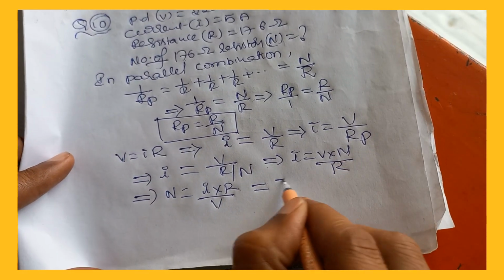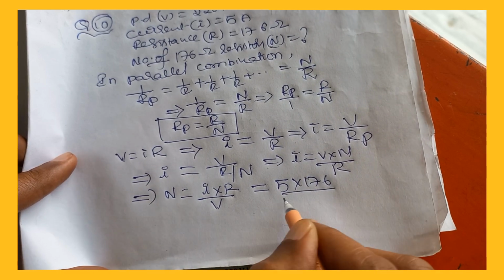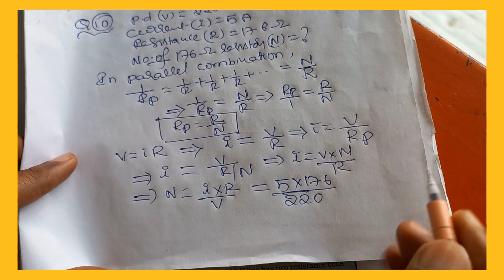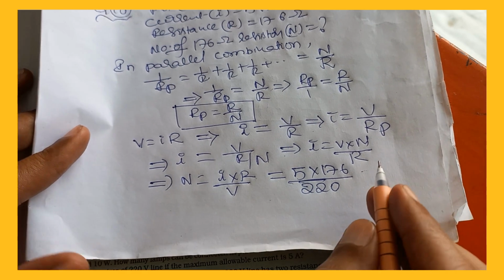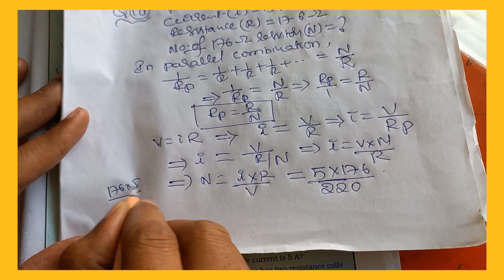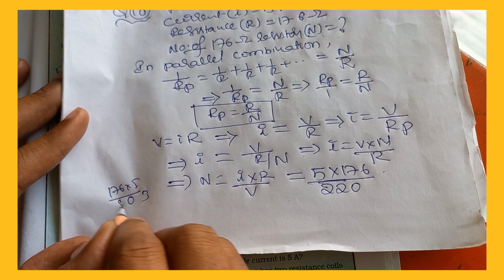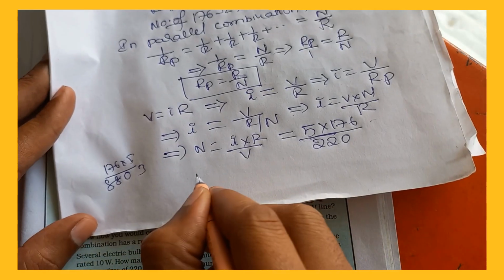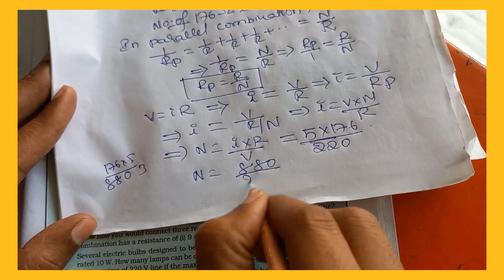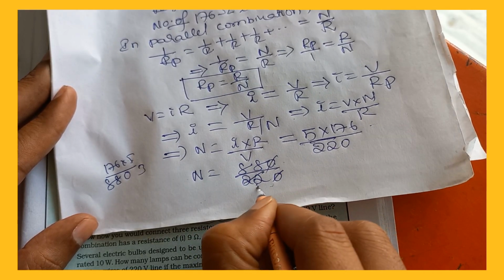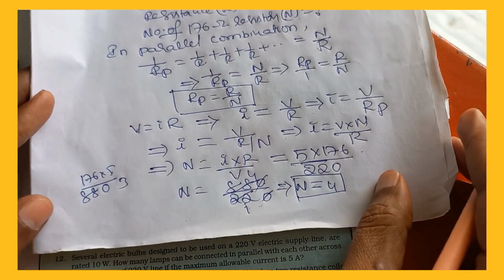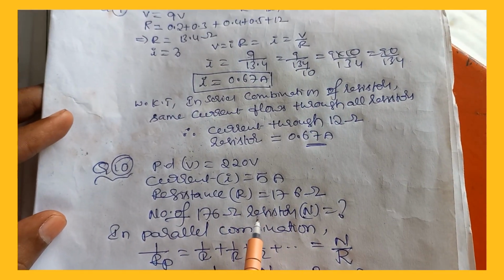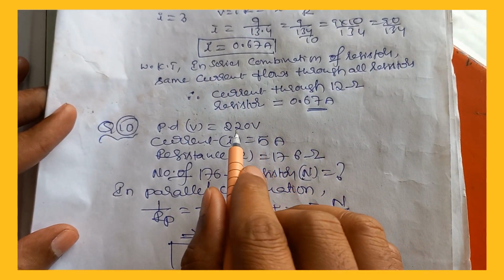So the I value is 5 amperes, R is 176, and the V value is 220. Now what is 176 into 5? It is 880. So N is equal to 880 by 220. Cancelling the zero, 22 fours are 88, so N is equal to 4. So four 176 ohm resistors can carry 5 ampere current at this voltage.